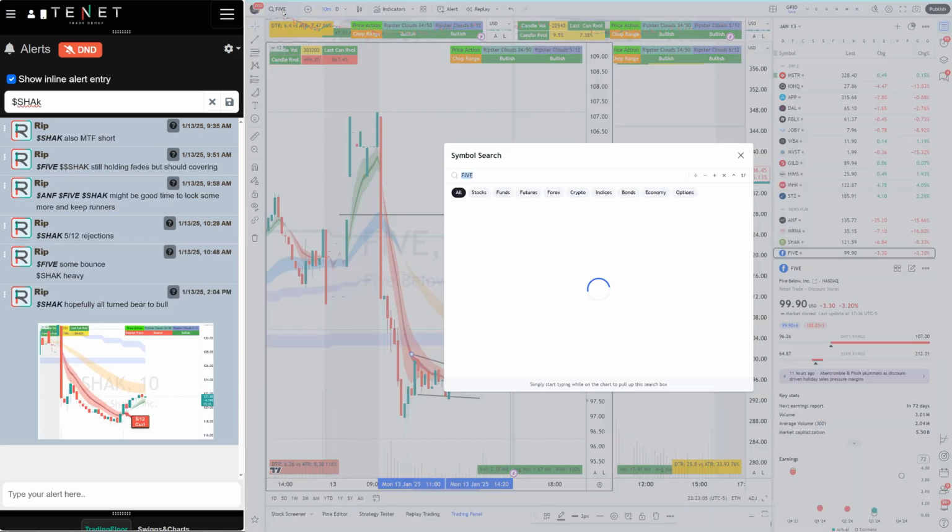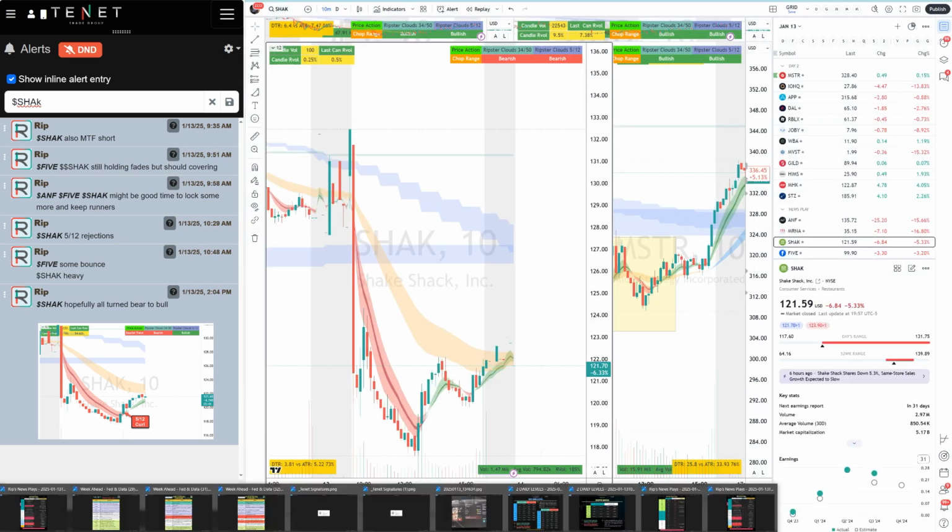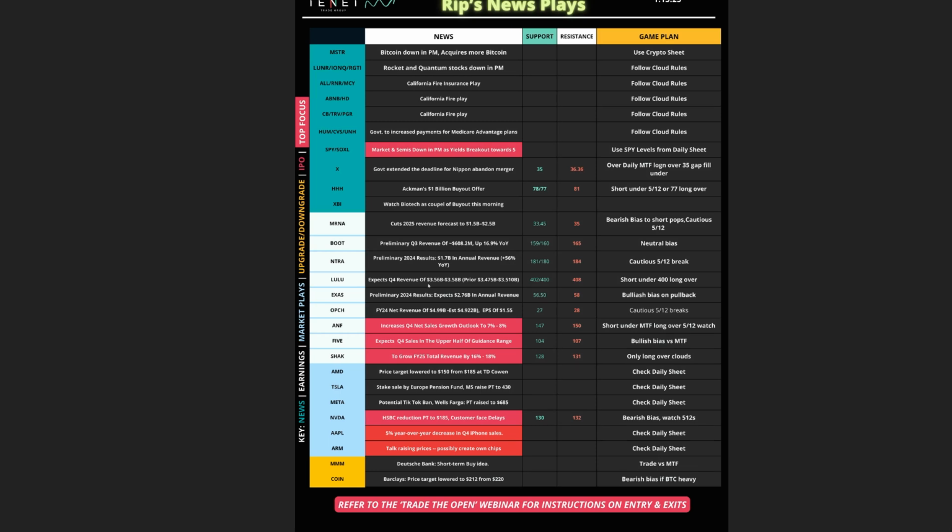So another one that was a short was SHAK. Again, let's look at our pre-market guidance. The pre-market guidance was pretty clear. Only long over clouds, revenue growth 16 to 80%, right? But these names usually trade pretty good, so that's why I had highlighted it as red.